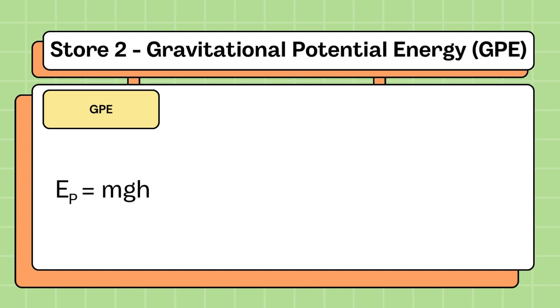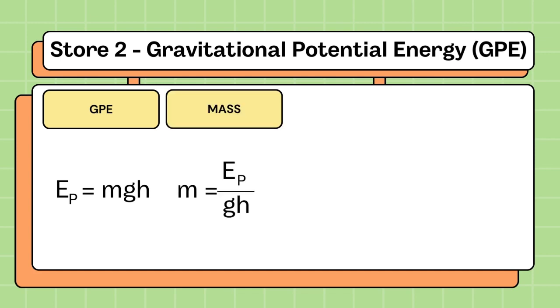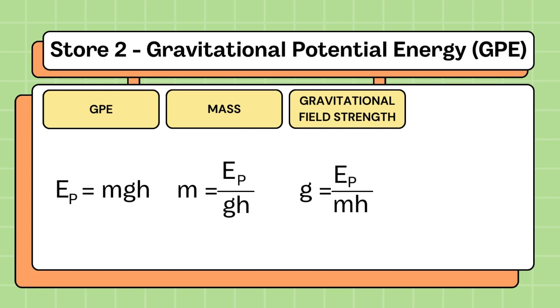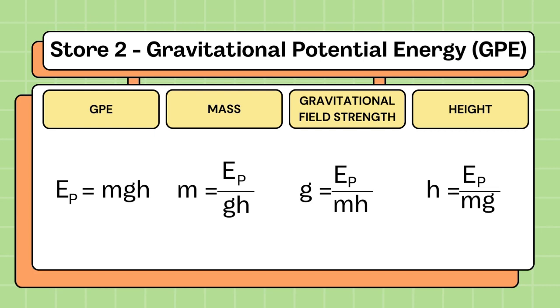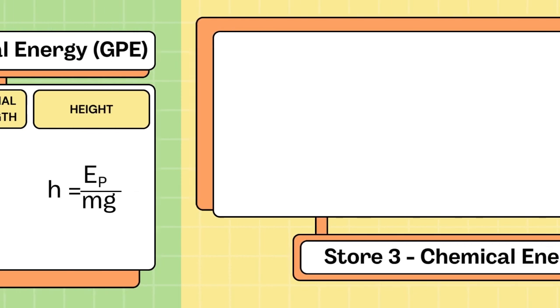Time to rearrange the equation. Mass is the gravitational potential energy divided by the product of the gravitational field strength and height. The gravitational field strength is the gravitational potential energy divided by the mass times the height. Finally, the height is the gravitational potential energy divided by the product of the gravitational field strength and the mass.